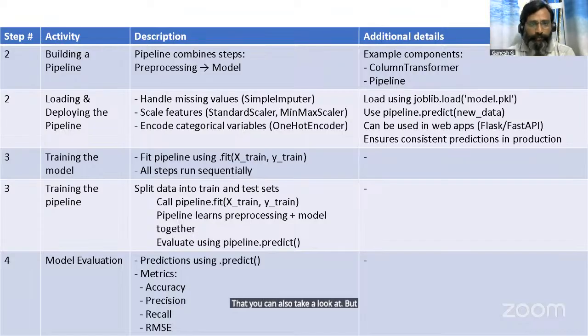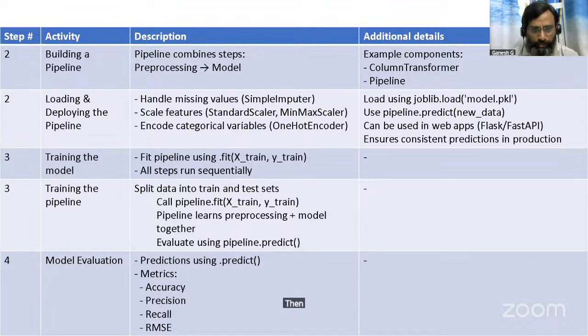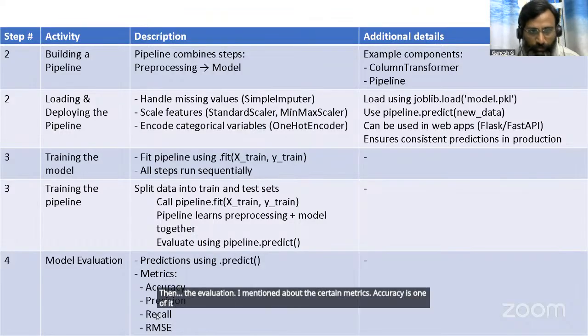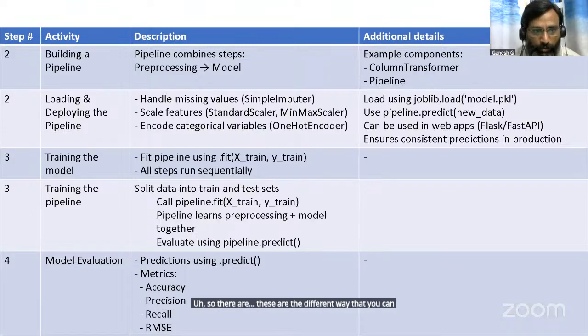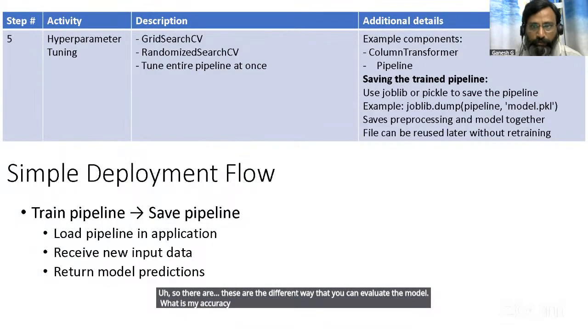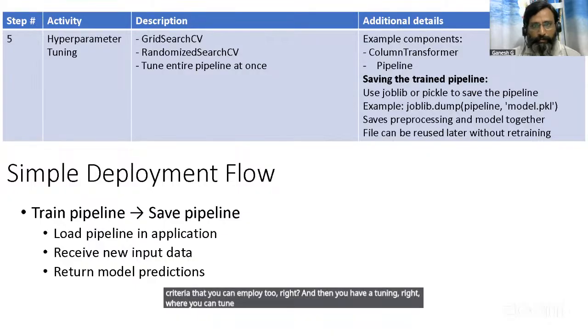But then training the model, right? How exactly can you train the model, how can you fit it in a given pipeline? Then the evaluation, I mentioned certain metrics. Accuracy is one of them, and precision. These are the different ways that you can evaluate the model. What is the accuracy of the model itself? That's one of the criteria you can employ. And then you have tuning, where you can tune the entire pipeline to make sure that you are optimizing it. It's really part of the optimization, by the way.